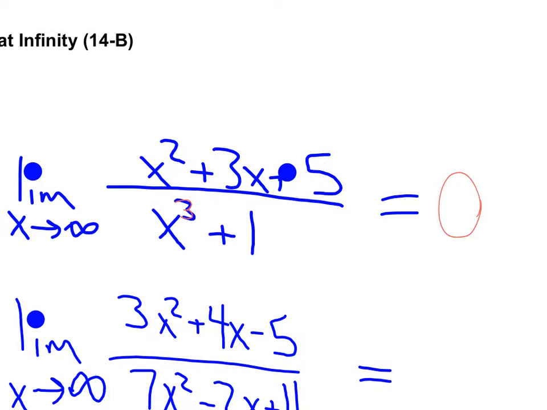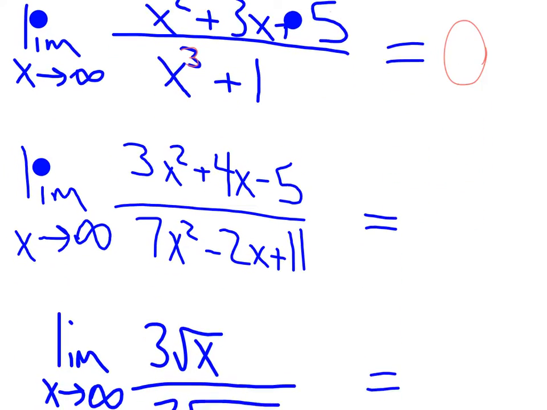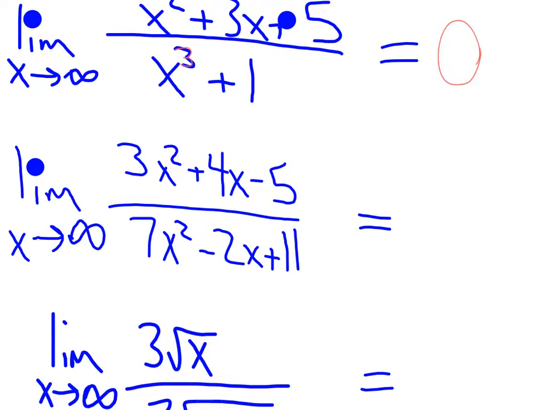And since the next one, x squared is the same on the top and bottom, so it's 3 sevenths, right? Okay, good. Here, we have the same x squared and x squared. So this 4x minus 5 and this minus 2x plus 11 are irrelevant once our numbers get so huge. So we're just looking at those leading coefficients, 3 sevenths.